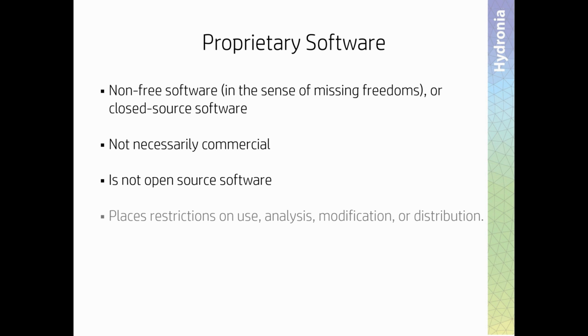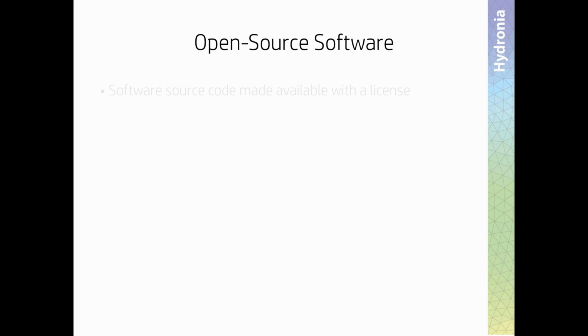It's also not open source, so the source is closed, it is maintained. For example, all Apple software is proprietary, as are many other software products where the source is not available, so you cannot use the source freely. And in general, proprietary software places restrictions on use, modification, distribution, on how you use the software in general.